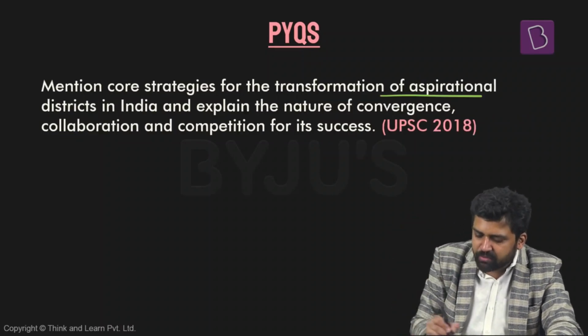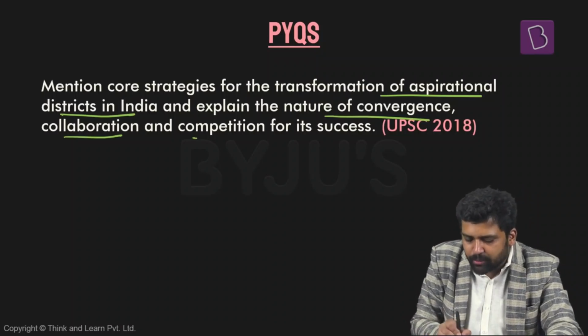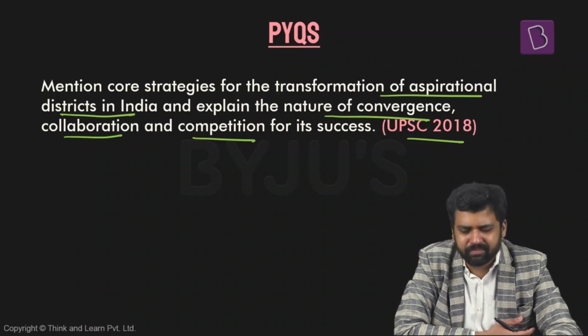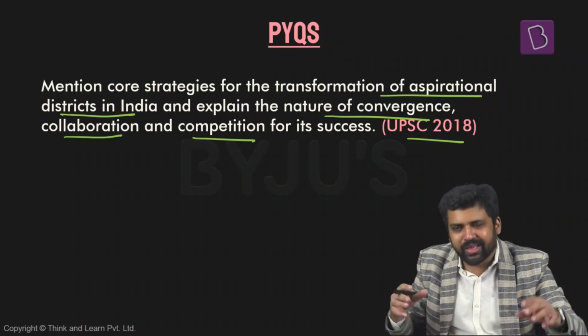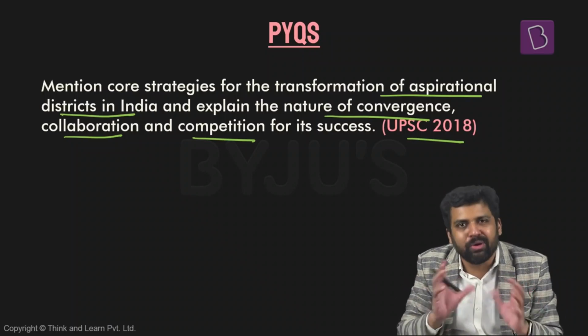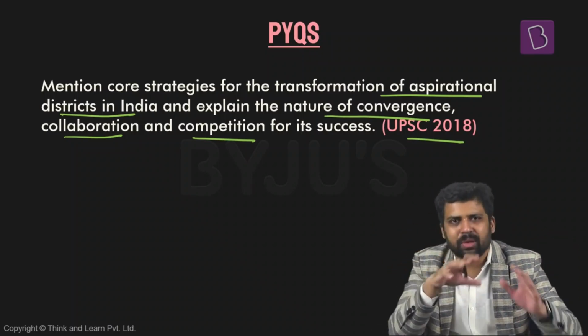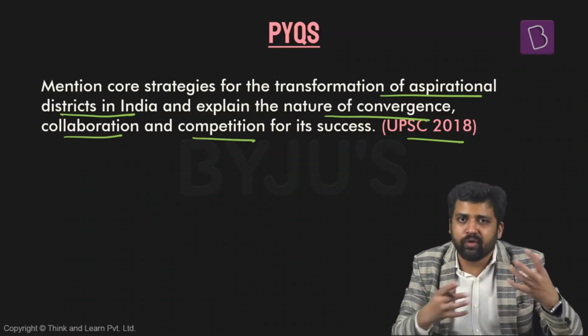Mention core strategies for the transformation of aspirational districts in India. Explain the nature of convergence, collaboration, and competition for its success. UPSC 2018. This was linked with one program that was initiated back then. The Aspirational Districts Program talked about convergence of different schemes, collaboration, and competition between districts, so that these districts can be transformed. At that time this was in the news, which is why it was asked. So you can refer to this scheme and try to link it with the poverty dimensions.